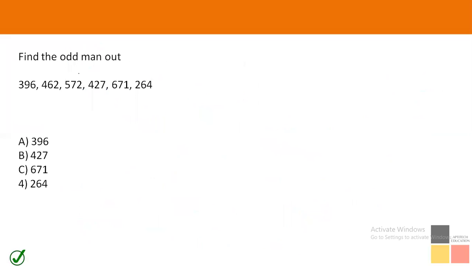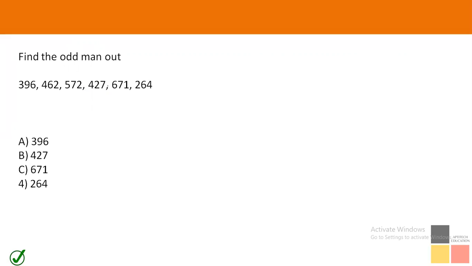Next one, find the odd man out. Now this is a very important reasoning question from number series: finding the odd man out. Now let's try to figure out what the numbers are. So it's 396, 462, 572, 427, 671, 2, 6 and 4.